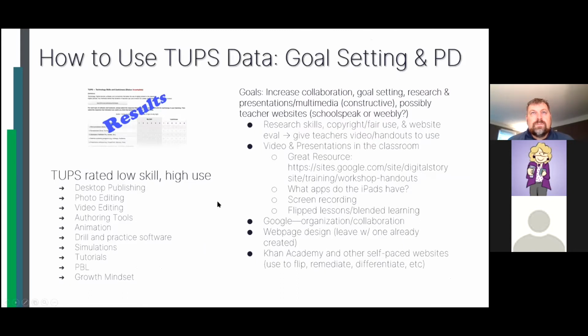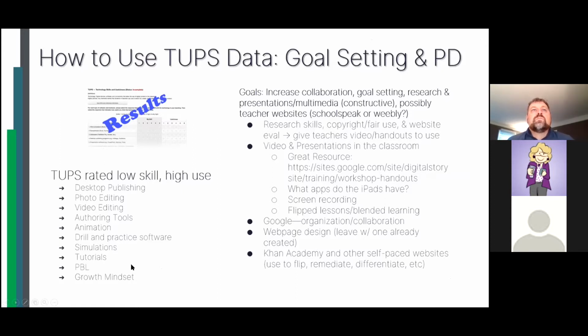So we use it for goal setting. The results can tell you things like, okay, in the TUPS, this was low skill but high use, which means the teachers rated that they didn't have a very high skill level with this, but they thought that it would be very useful. So those are easy targeting little trainings that we can do.